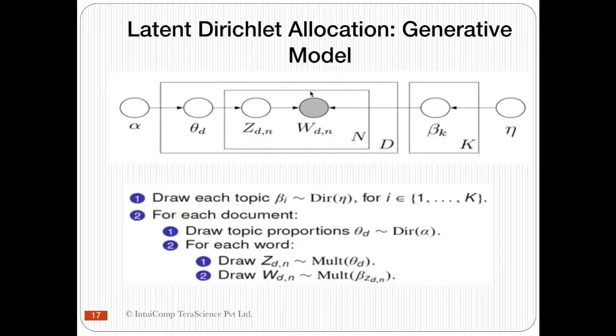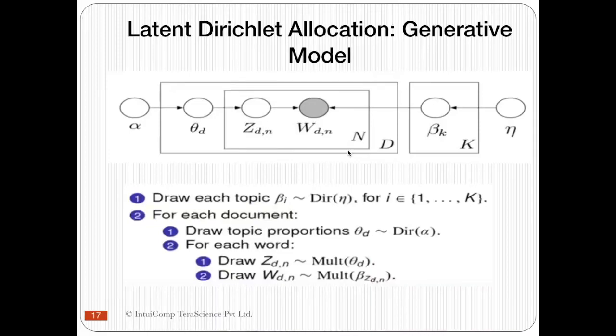So how do we find out W_dn? We look at topic number 4. We look at the probability distribution of topic number 4, which is beta 4. We look at beta 4, and beta 4 gives us the probabilities of different words in the topic. Using that, we predict W_dn. So this is how the generative model of latent Dirichlet allocation works.